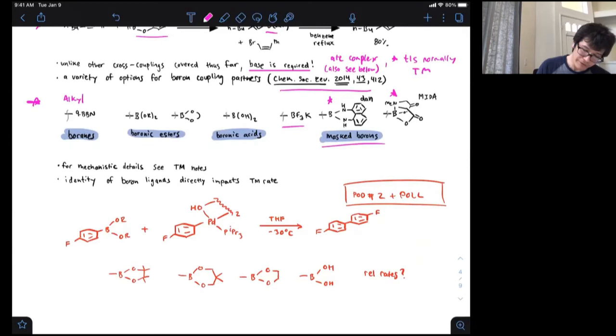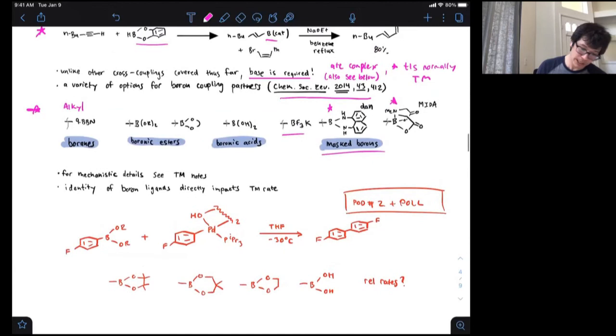There have been some recent developments, at least with the DAN group, under very, very specific conditions where they can transmetallate directly without needing to undergo hydrolysis, but that's still an emerging area. We did cover the mechanism of aryl boron transmetallation in the transmetallation section, as alluded to then. This is still very much a topic that's actively being investigated, and we'll see an example of that in the next problem of the day.